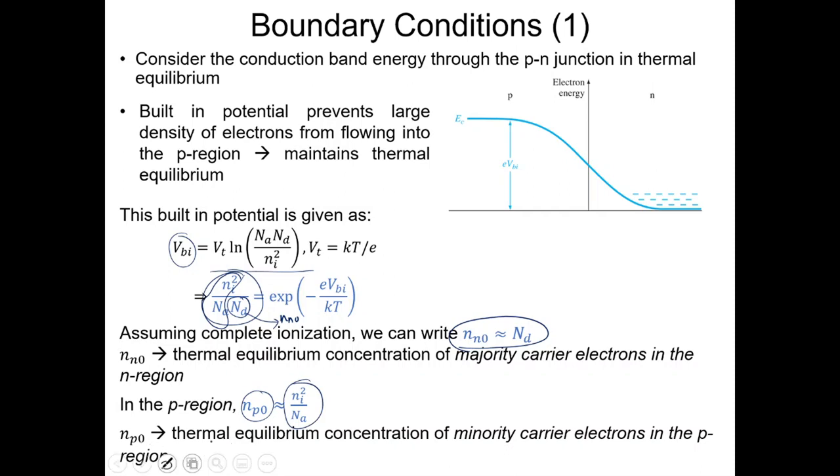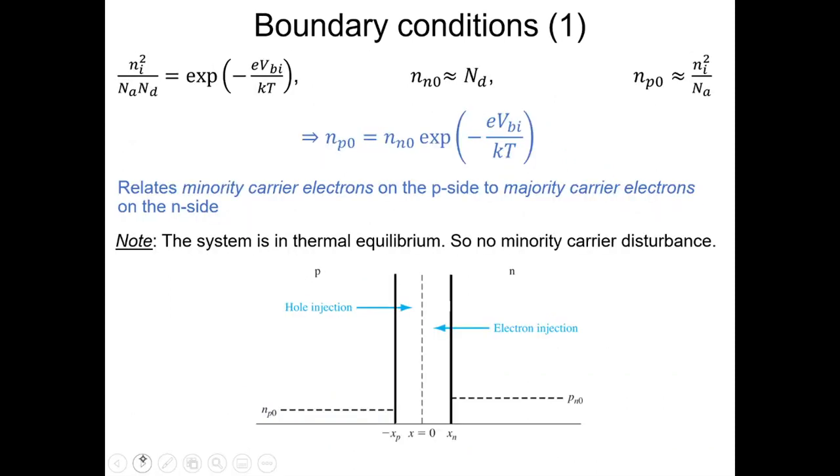Np0 is the thermal equilibrium concentration of minority carrier electrons at the P region, right? So we bring everything back. This was our relation, and this is the transformation we can do. Nd can be written as Nn0, and Ni square by Na can be written as Np0, where Nn0 is electrons present at the N side, and Np0 is electrons present at the P side. The 0 corresponds to the thermal equilibrium situation, right?